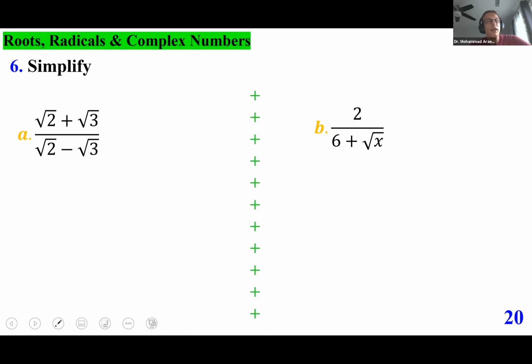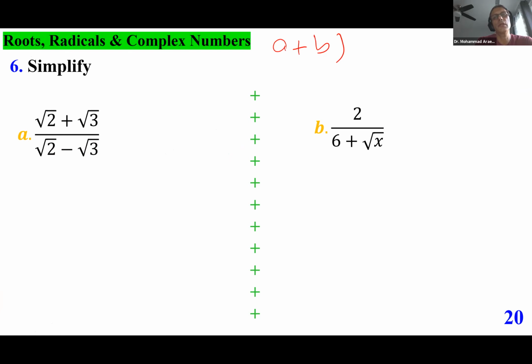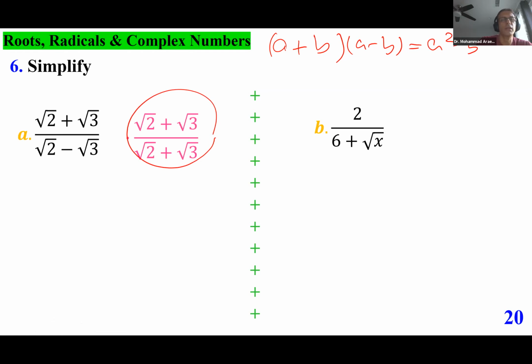We want to simplify or divide or rationalize. It means the same thing. We multiply by the conjugate of the denominator. Remember, conjugate of a plus b is a minus b, so you get a squared minus b squared. And the denominator, the conjugate is simply square root of 2 plus square root of 3, so you multiply and divide by it. Bear in mind, this fraction is equal to 1.